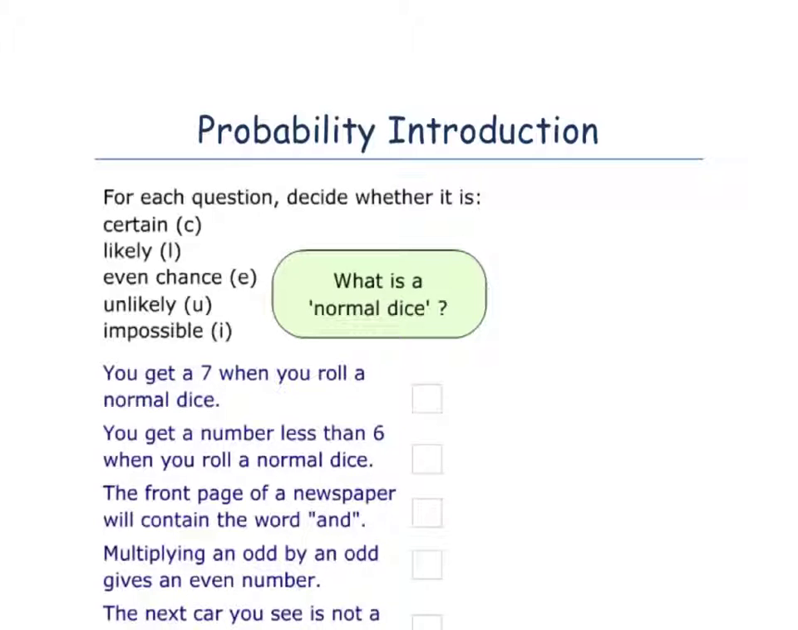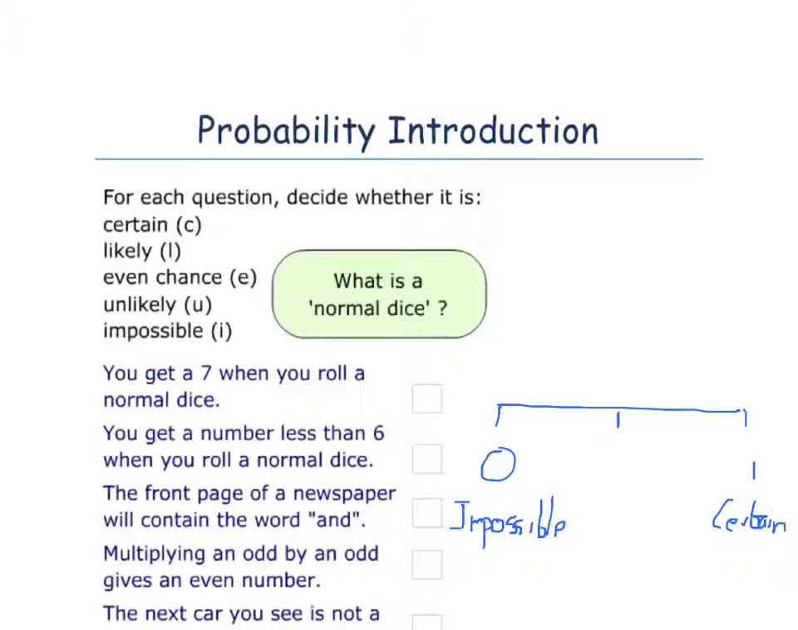Now, these probabilities can be drawn on a probability scale, which goes from 0 to 1, because all probabilities are out of 1. So if something's got a 0 chance of happening, it's got a probability of 0, it's impossible that it is going to happen. If something's got a probability of 1, then it is certain to happen. So it is certain that the sun will rise tomorrow.